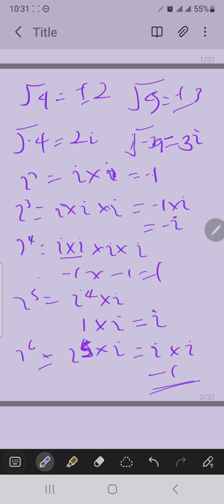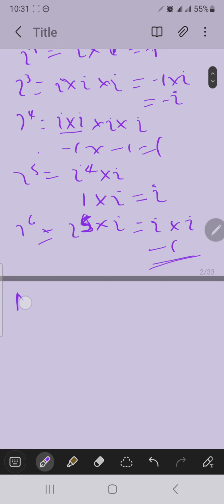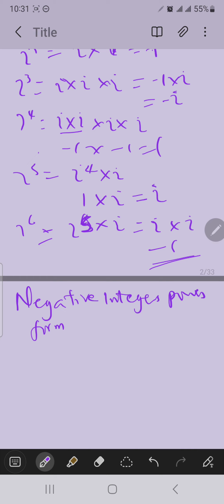Now I want to talk about the negative integer powers form. Negative integer powers form, like division. Let's say I have i squared equals -1. Let's now divide 2 by i.